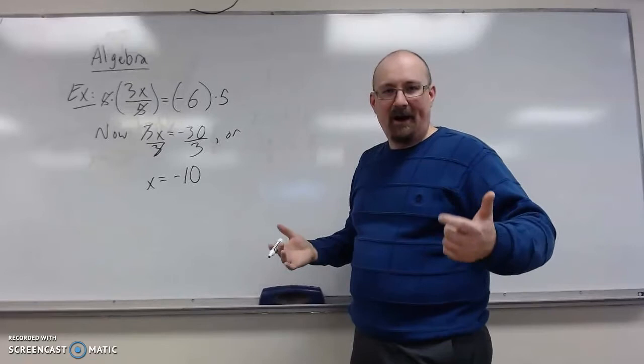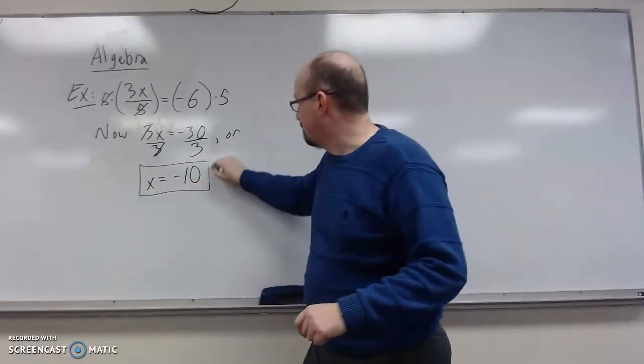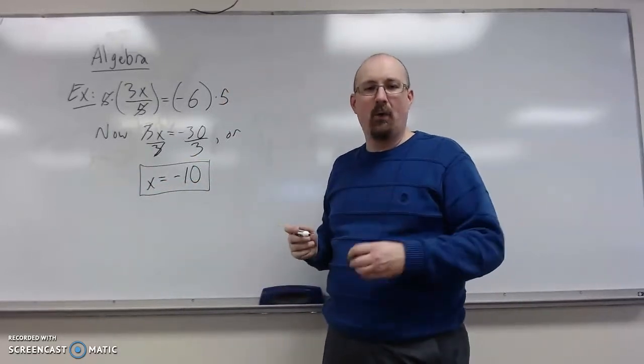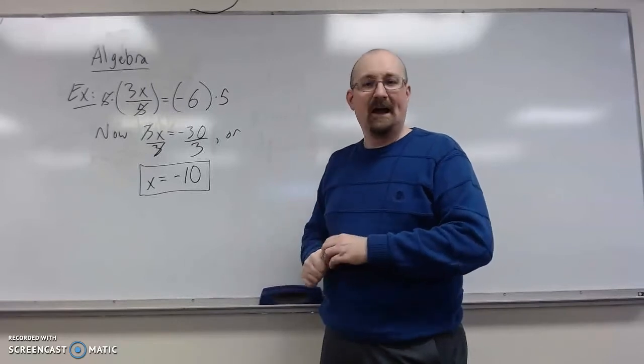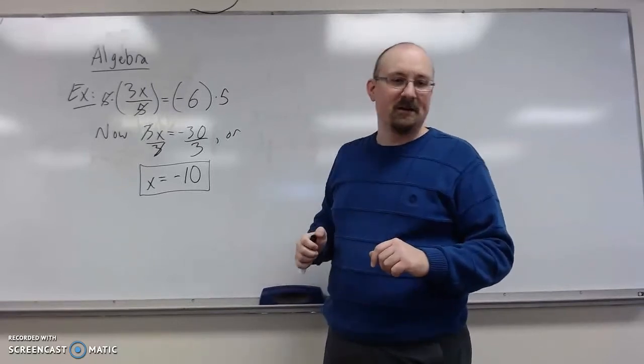And so -30 divided by 3 gives us -10. I like to put a little box around my solution so that I know we've got our answer here, and that kind of sets things up for us.